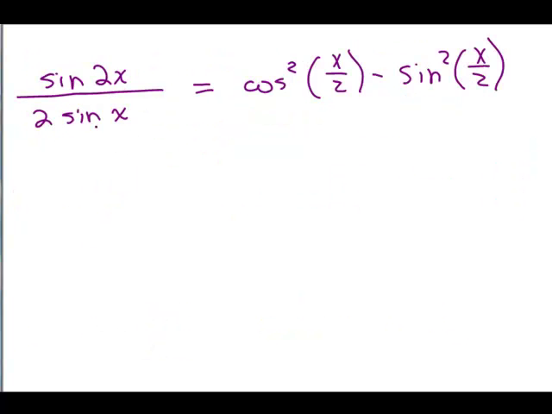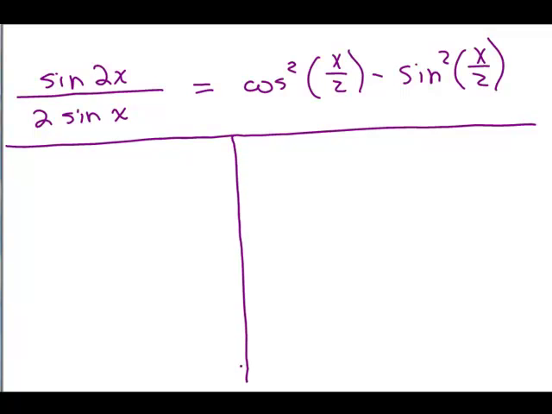Sine of 2x over 2 sine of x equals cosine squared of x over 2 minus sine squared of x over 2. I'm going to use the method where we do this and we work on one side. We could also work on the other side until we get the same thing on both sides.